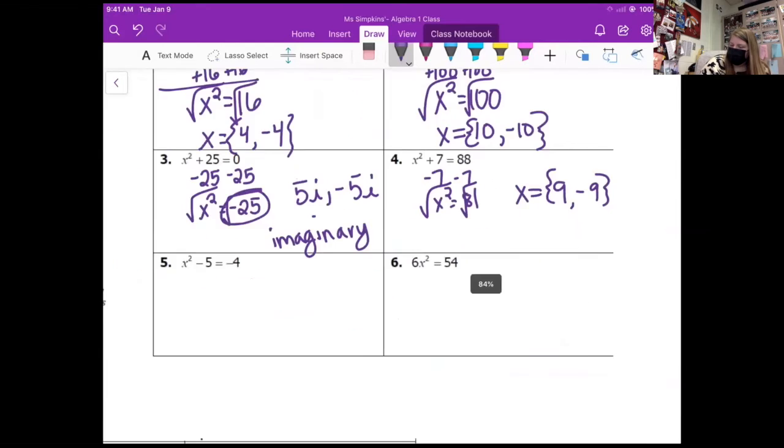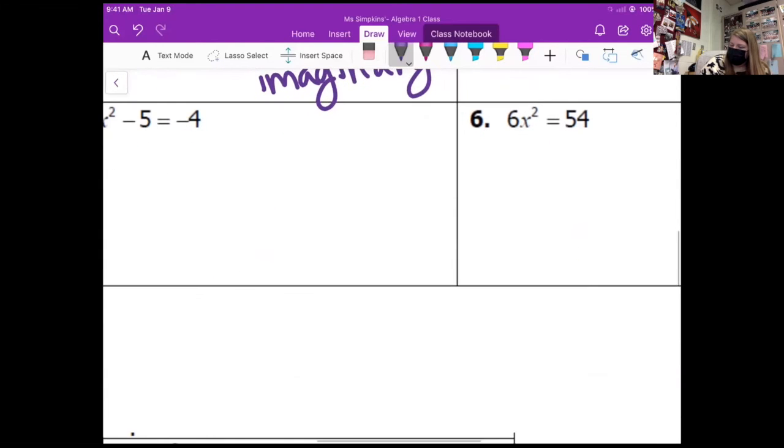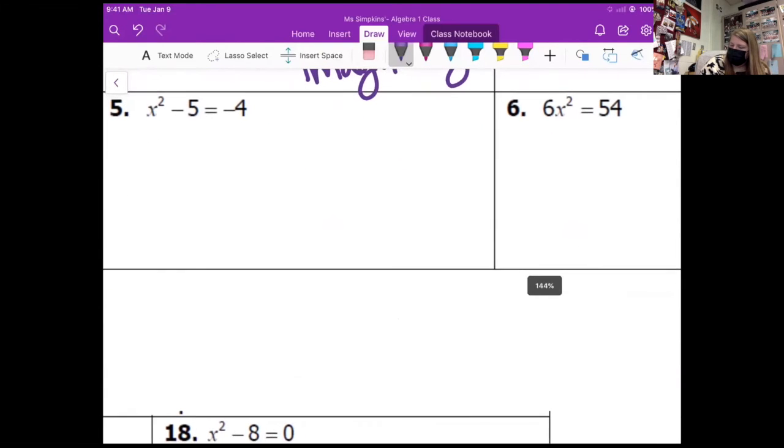Okay, I want you to do these last 2 problems, and I do want to come check them, and then we will move into our algebra nation book. So x squared minus 5 equals negative 4, and 6x squared equals 54. Let me know when you're done with those 2. And digital students, go make sure you send me the answers to those 2 as well, please.